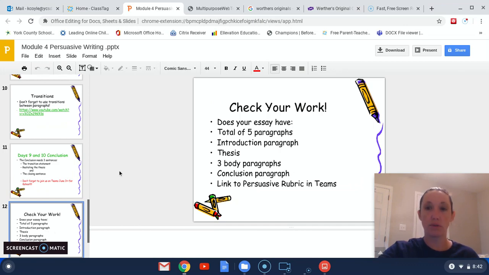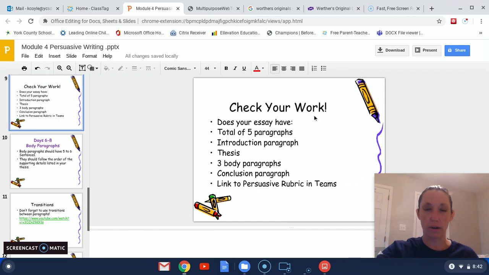Now, before you turn your essay in to me, check your work. Does your essay have a total of 5 paragraphs, an introduction paragraph, a thesis, 3 body paragraphs, a conclusion paragraph, and then here is going to be a link to your essay and essay rubric in Teams. Let me go find that rubric real quick here for you.